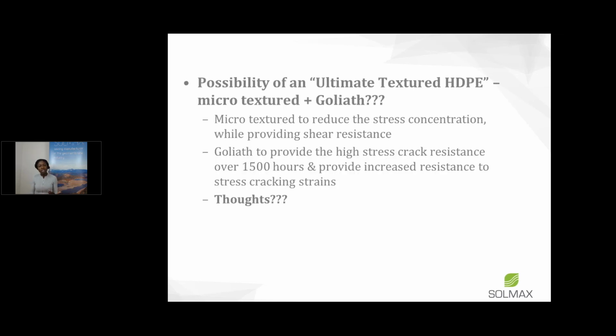So what's the point I'm driving at here? With HDPE then, I think maybe we're looking at the possibility of an ultimate textured HDPE, or an ultimate way of texturing HDPE, or if we have to texture HDPE, maybe it has to be micro-textured in a way, or increase the density of the asperity on the HDPE, and also combine it with an HDPE with a resin that has a high stress crack resistance, right, greater than 1,000 or 1,500 hours. Maybe that's what we need to do with HDPE instead of saying do not texture HDPE. Those are my thoughts, and you can let me know what you think about that position after the webinar or later on.